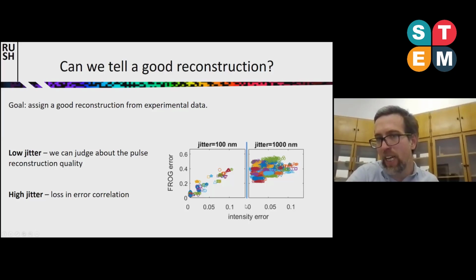To remind, this is a measure of how well you reconstruct the pulse shape. So sometimes you can reconstruct the pulse shape very well, sometimes not as good, very bad. But unfortunately, there is really no good way to tell from the experiment whether your experiment went right or not.